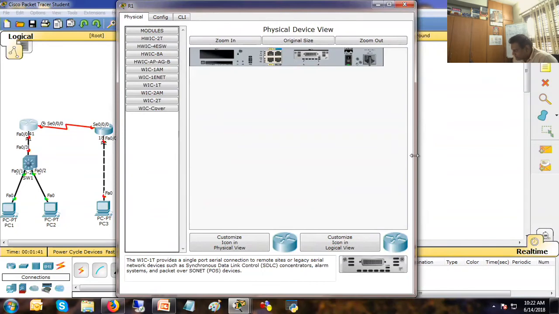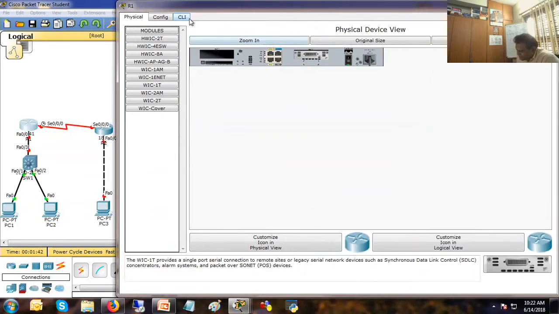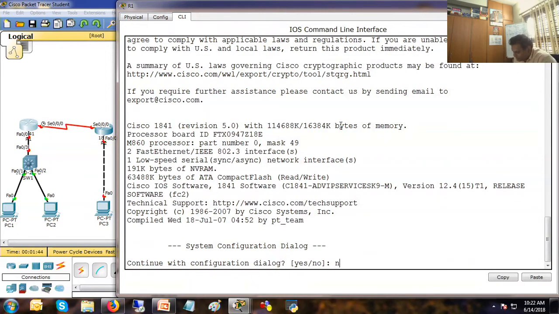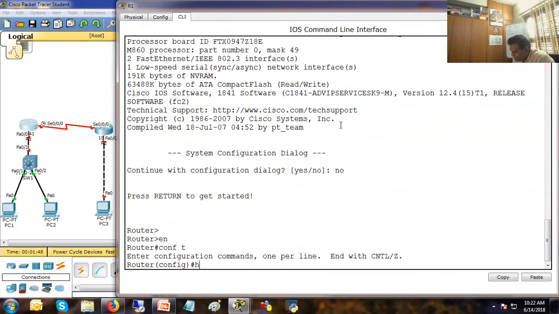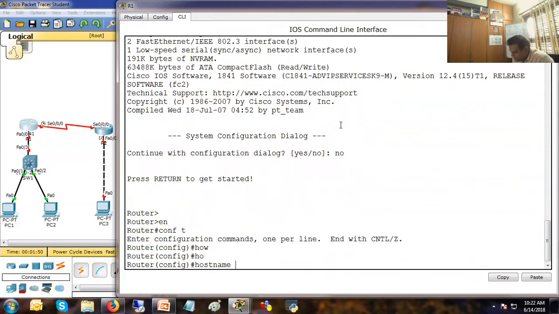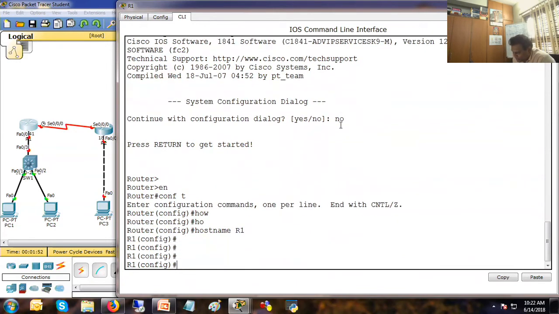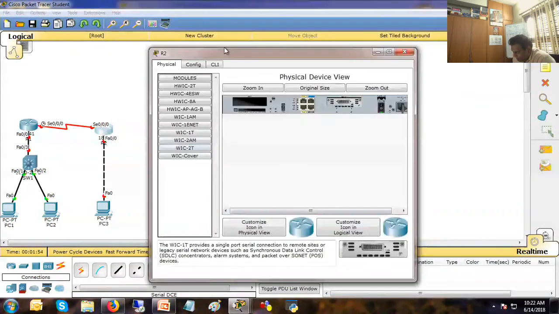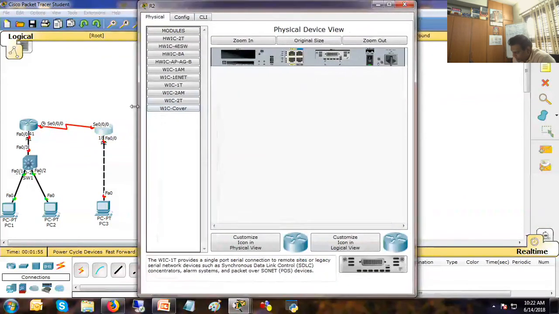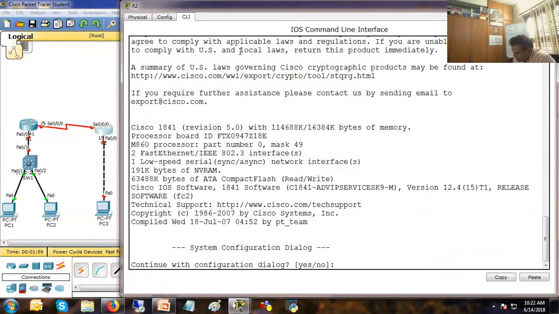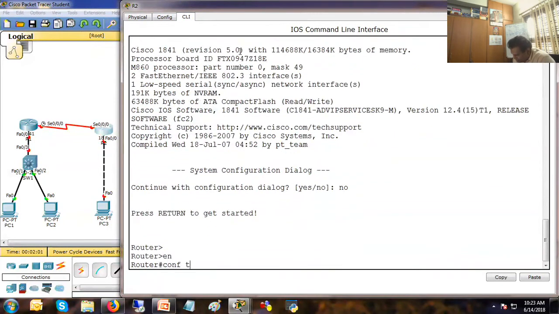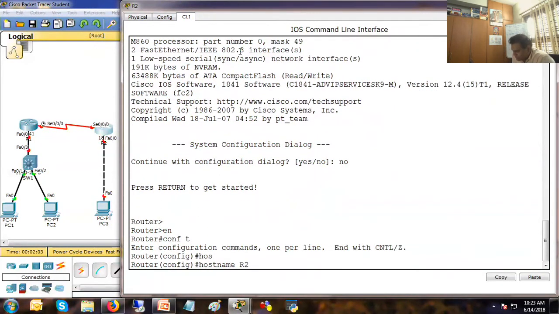Don't skip host name. Host name is very, very important in real time. Here I am just giving, but in real time, how do you know you are in the right router? Only using the host name. Otherwise, you don't know which router you are in, because you are going to access remotely. That's the first thing you have to be very clear on. Host name. Okay, next.